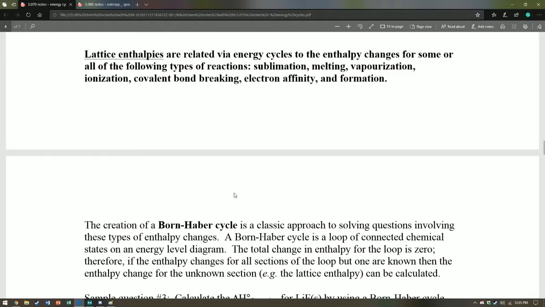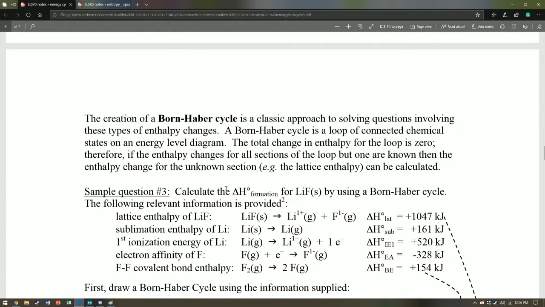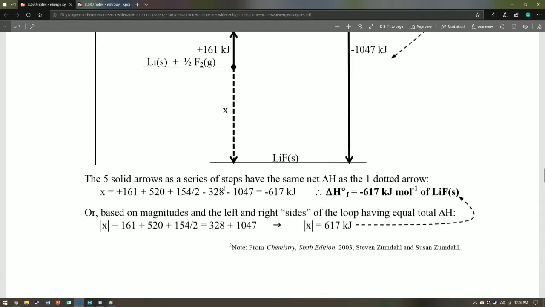Now, when you do Born-Haber cycles, which are a special type of energy cycle for ionic compounds, it's basically like a loop, and there are the following reactions: sublimation, melting, vaporization, ionization, bond breaking, electron affinity, and formation. I know that's a lot. Keep in mind that some people, especially the IB, tend to do covalent bond breaking and sublimation as atomization, which is more or less the same thing. I don't know why, but let's do a worked example of one.